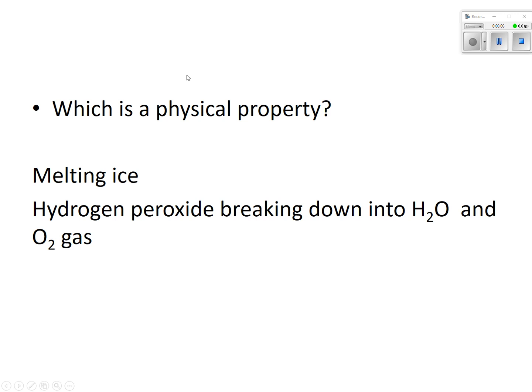Which one of these is a physical property? Melting ice. This really should say which one is a physical change. If I melt ice into a liquid, or if I break down hydrogen peroxide into water and gas, which one is physical? Which one doesn't change the arrangement of the atoms or the compounds? Just the first one, melting ice.